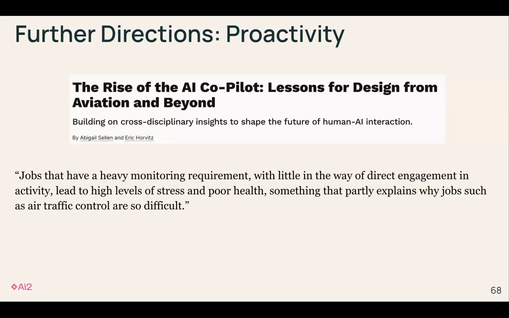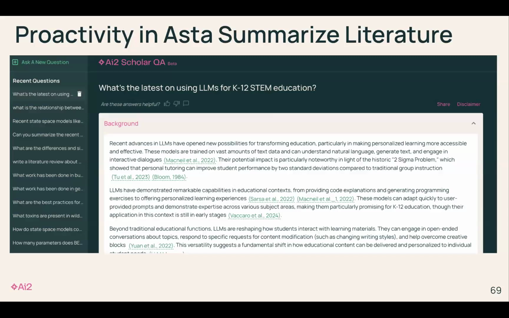Very briefly, Abigail Sell and Eric Horvitz wrote this fun paper playing with this co-pilot analogy, talking about how jobs that have a heavy monitoring requirement, but not a lot of direct engagement, lead to high levels of stress, partly why air traffic control is hard. This seems like kind of a bummer from the standpoint of AI agents, because we spend a lot of time monitoring them. We look at their output and then make sure it's okay. So what if we flip that around and we let the agents do monitoring for us?